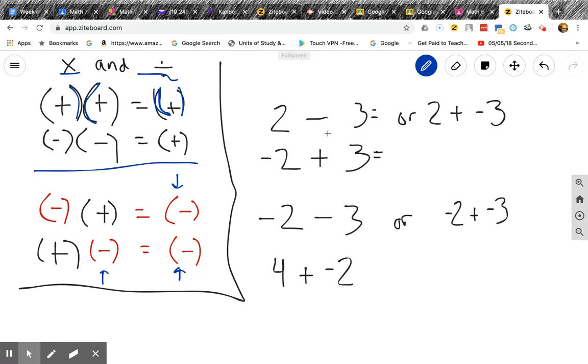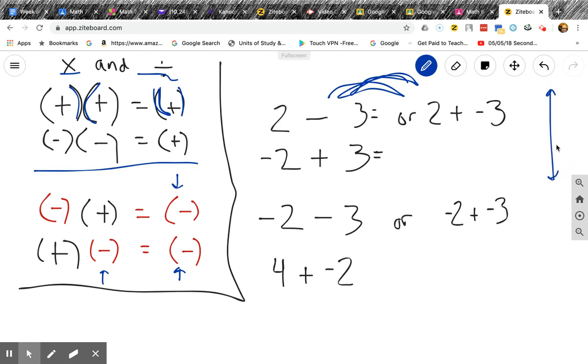Let me give you an example. I have a positive 2 minus 3, which is the same thing as 2 plus negative 3. These two are exactly the same problem. You want to remember, go back to what we learned as far as a number line or as far as money. You can think in terms of a thermometer.